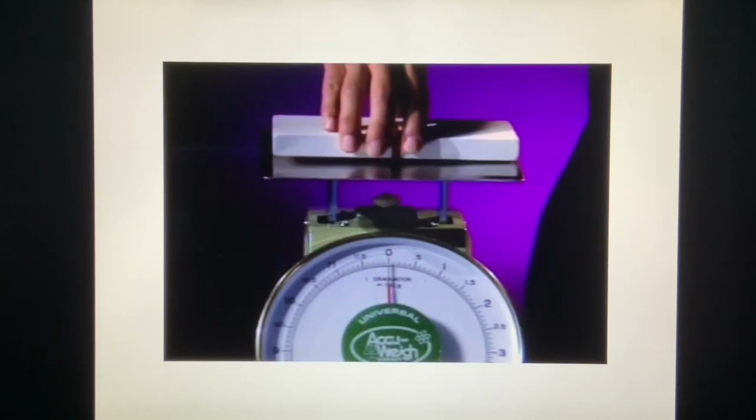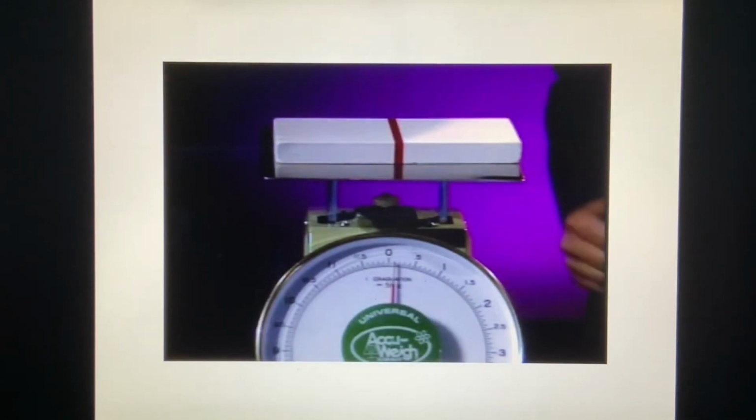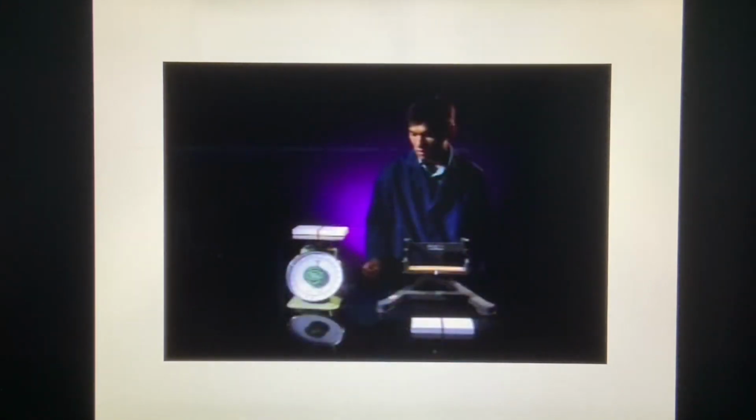Most methods of determining an object's mass actually measure its weight, the gravitational force the Earth exerts on the mass. Is there any way to determine the mass of an object in a weightless environment like outer space? This inertia balance is one way.